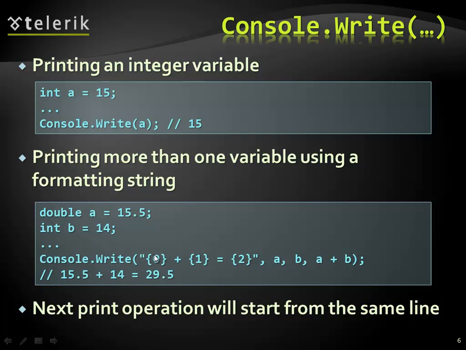And the first variable, which is marked with curly braces and 0, will be replaced by a. And then the second one, which is counted as number 1, because we're counting from 0, will be b. And then as number 2, we're going to place the expression, which is written here, a plus b. And the result will be production of this line. It's pretty clear, right?